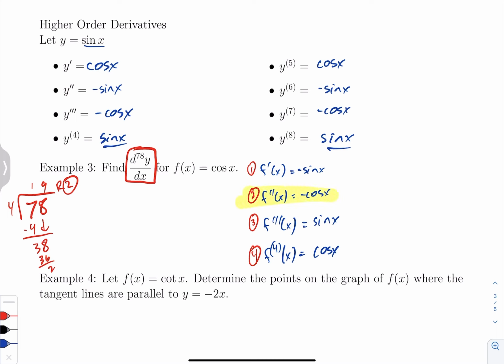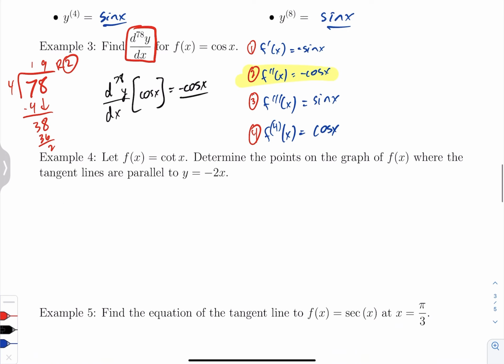So the 78th derivative of cosine of x is, let's see, I can write it like this, d78y dx of cosine of x will be negative cosine of x. So it's just kind of a cool shortcut to find these higher order derivatives.